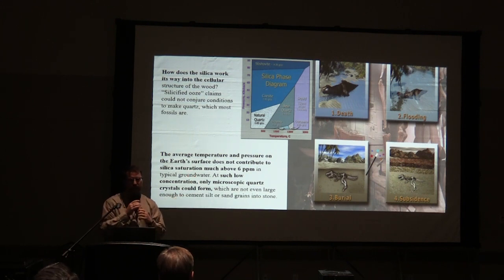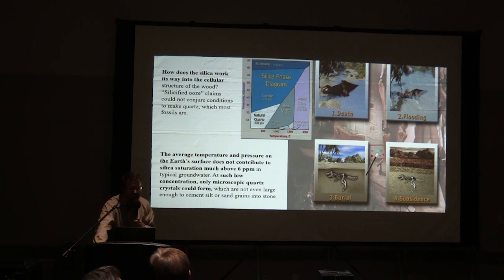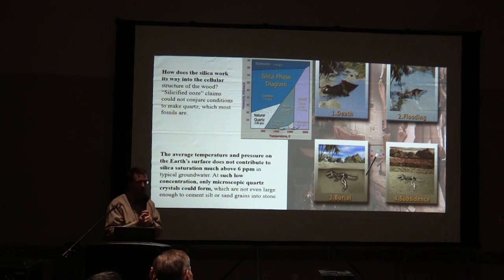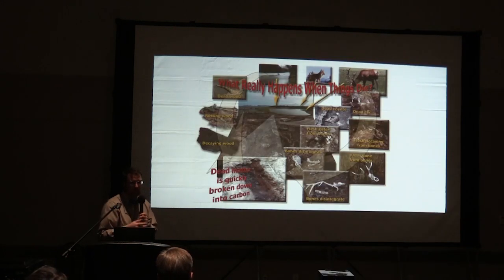But how does it happen? There's no mechanism to explain how the silica gets into the cellular structure of the wood or the bones, according to the current theory. The average temperature and pressure on Earth's surface does not contribute to silica saturation much above 6 parts per million in typical groundwater. At such low concentrations, only microscopic quartz crystals could form, which are not even large enough to cement silt or sand grains into stone. So you're just not getting the recipe. The recipe for fossils is not happening in what they're saying happened. The slow, gradual process where Johnny sits in the dirt for a million years.